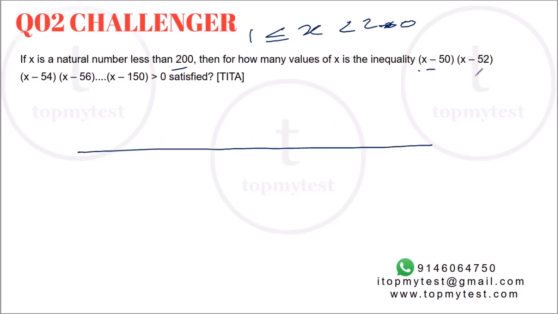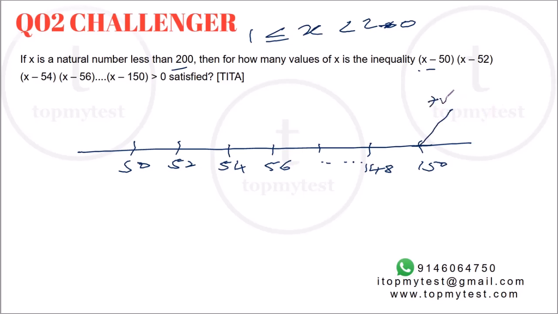So we already know what the significant points are. The significant points will be 50, 52, 54, 56, so on to 148, 150. Now I know anything beyond 150 will be positive. The curve will be all positive. Take any value, let's say 151. If you put 151, this will be positive, this will be positive, all of these values will be positive. Multiply n positive numbers, you'll get a positive number. So beyond 150, everything will be positive.